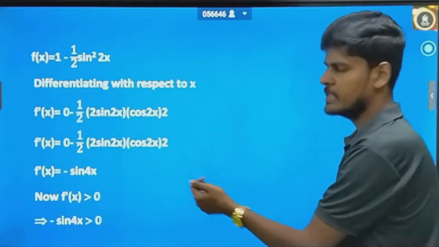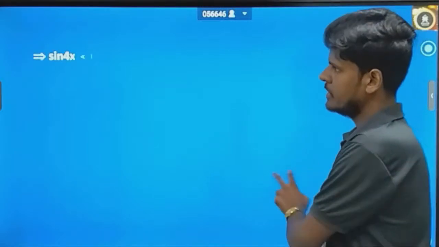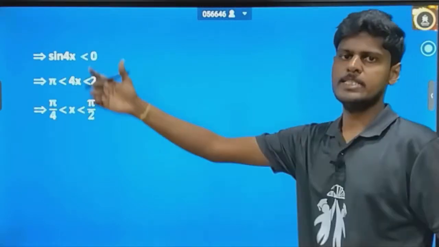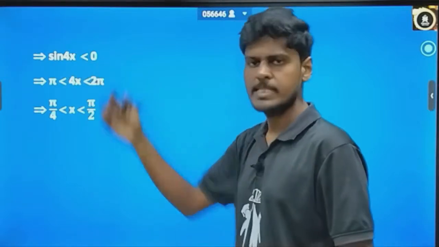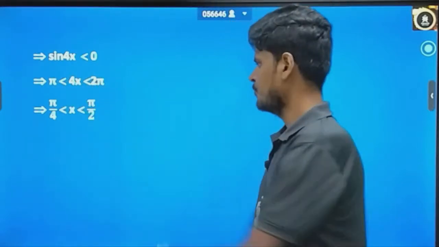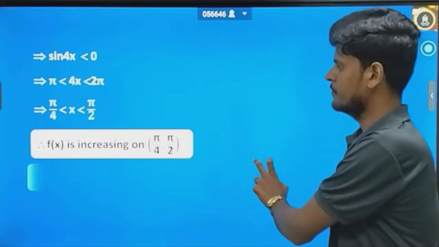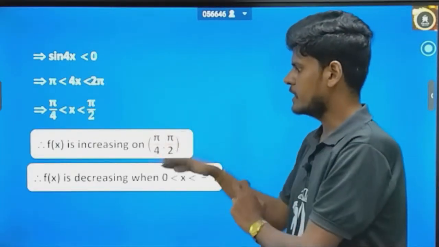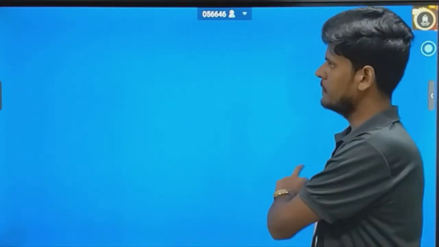Now f dash of x greater than 0 means the increasing region. When this value is greater than 0, minus of sin 4x should be greater than 0. That means sin 4x should be less than 0. So 4x will be between pi to 2 pi. That means x will be between pi by 4 to pi by 2. So in this region it is an increasing function, and in the other region it is a decreasing function.